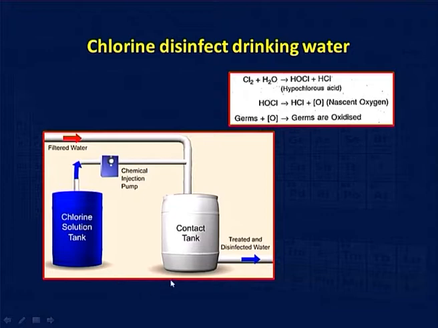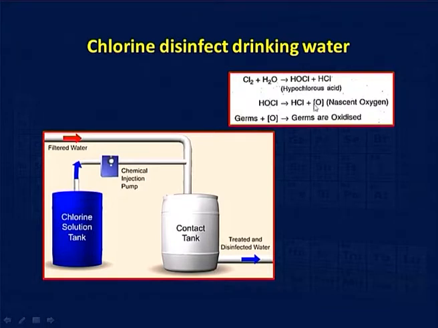This is the setup for the treatment of water for disinfection. It is the chlorine solution tank which has been attached to the tank of water. This is the supply of the water, and after that the chlorinated water can be collected through the outlet. This is the reaction of chlorine with water forming hypochlorous acid. This hypochlorous acid is converted into nascent oxygen, and this nascent oxygen kills the germs.